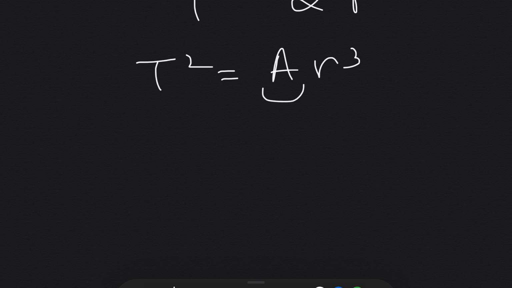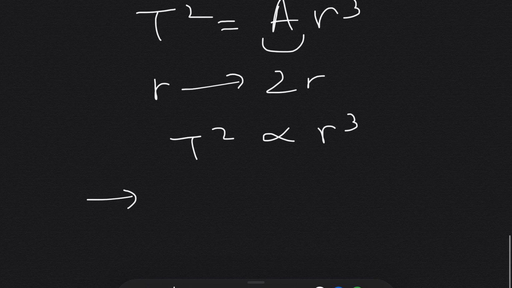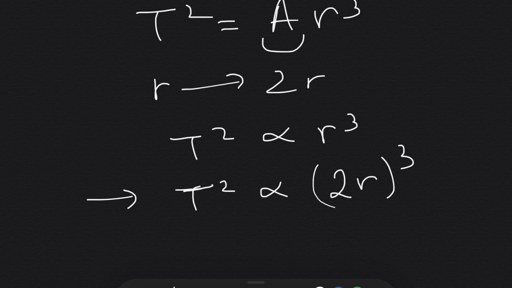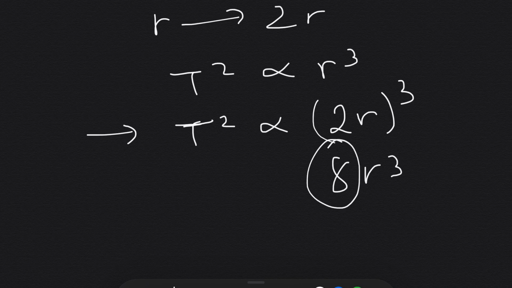So if you get a question that asks what happens to the time period if the radius, let's say, doubles, all you have to do is plug in r becomes 2r into the equation. You can keep the a if you want, you don't have to. You can write T squared is directly proportional to r cubed. So now that becomes T squared is directly proportional to (2r) cubed, because we substitute r with 2r, right? And now this is 8r cubed.